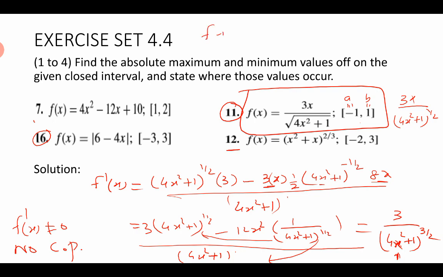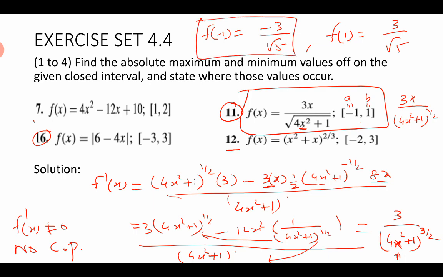Find f of negative 1. Substitute x equal to negative 1. So this is minus 3 divided by, x square is 1, 4 plus 1, root 5. And what is f of positive 1? It is 3 over root 5. So minimum value occurs at negative 1, which is negative 3 over root 5. Maximum value occurs at positive 1, lower limit and upper limit. So you're getting negative minimum and maximum values. This is minimum, this is maximum.